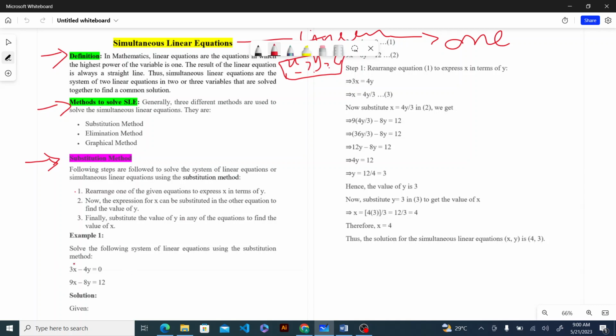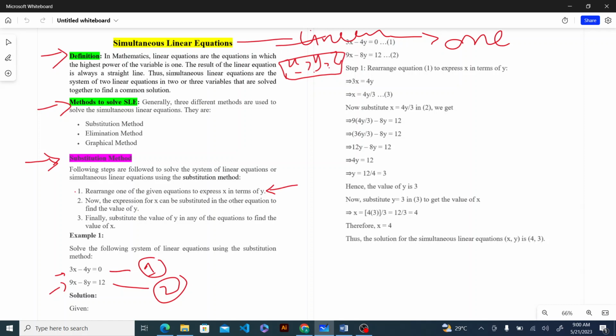So we have an example with 2 equations. This is the first equation, and this is the second equation. In the first equation, 3x minus 4y is equal to 0, and in the second equation, 9x minus 8y is equal to 12. These both are linear equations because their variables, x and y, both have the highest power of 1. Now let's follow step 1, which says rearrange one of the given equations to express x in terms of y.